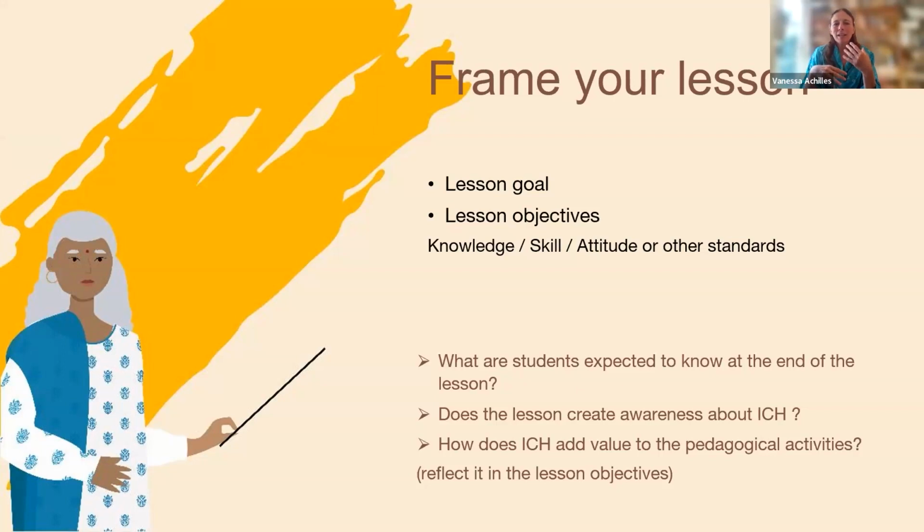But what we would like you to keep in mind is that if you make the effort of bringing living heritage into your content, then it would be important to reflect that in the lesson goals and objectives directly, because it will help with the evaluation. It will also help with reminding you about this specific objective and this effort, and it will keep you on track. So what are the students expected to know at the end of the lesson about math, about physics, about literature, about sport, but also about living heritage?